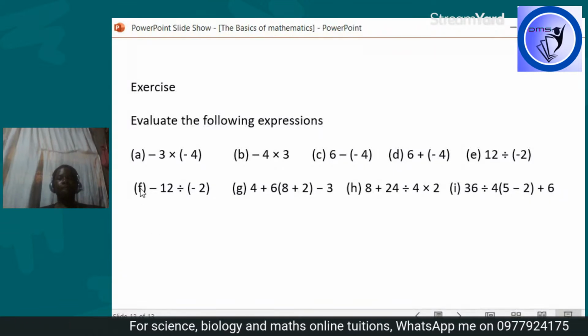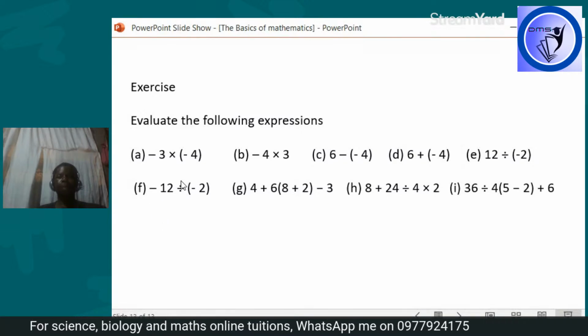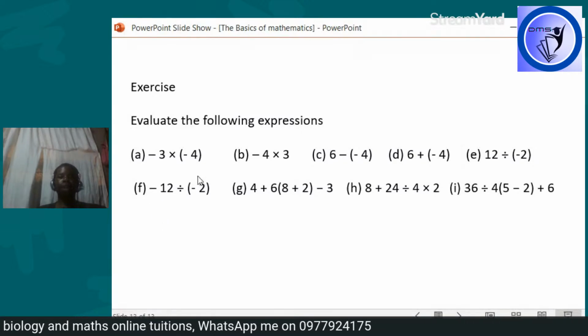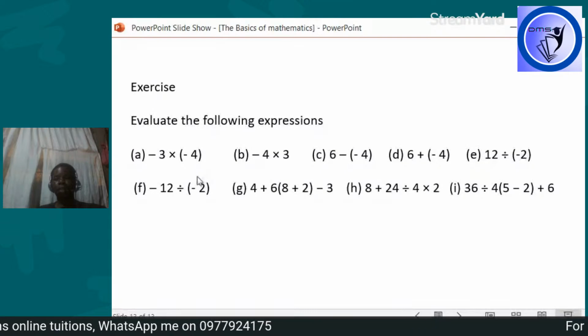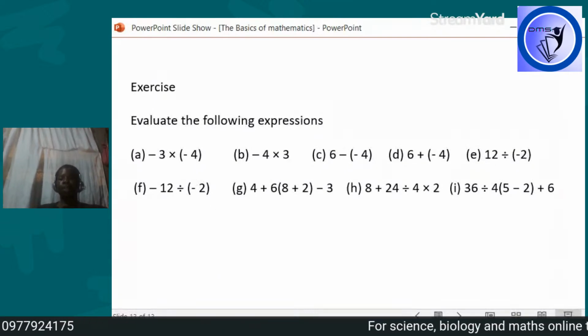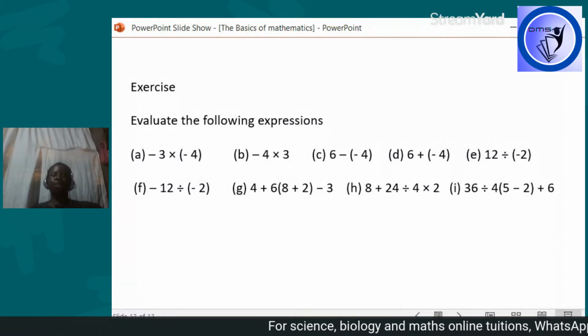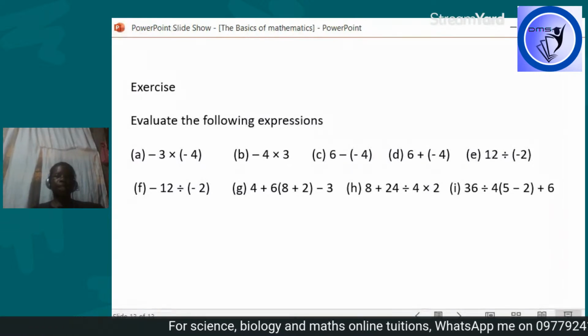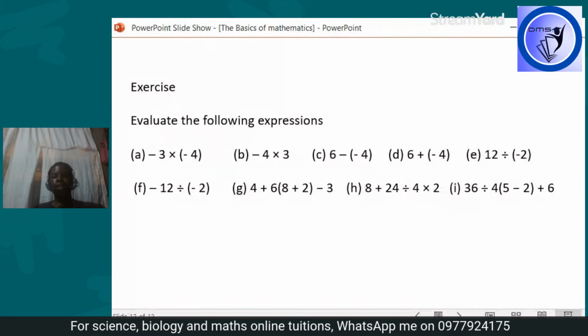So A, we have negative 3 times open brackets negative 4 close brackets. What will be the answer? So anyone who is quick to tell the answer, and if you want to display the answer on the screen, you can tell me, sir, display it. I'm very confident my answer is correct. Then I'll be able to do that.